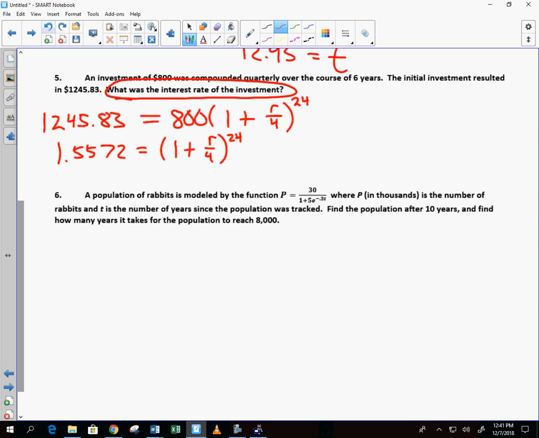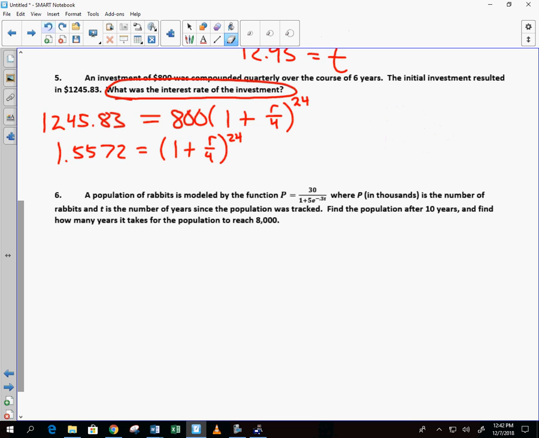Now what do I need to get rid of? Very common thought is to take this 24 and dump it in front. That's a great idea, but it only works if there's a logarithm. So for example, you have the logarithm of x to the 24th power. Then you could take that 24 and put it out there. But we don't have a logarithm, so we can't move that right now.